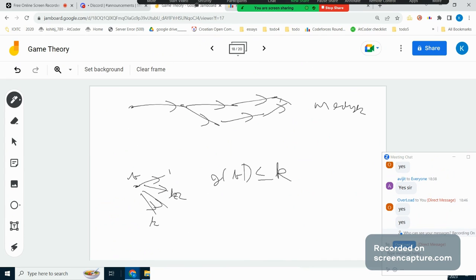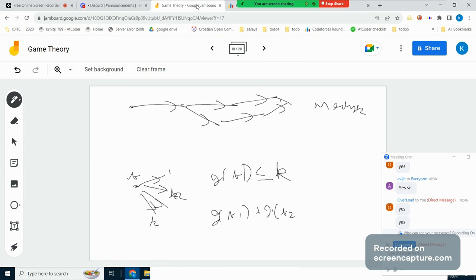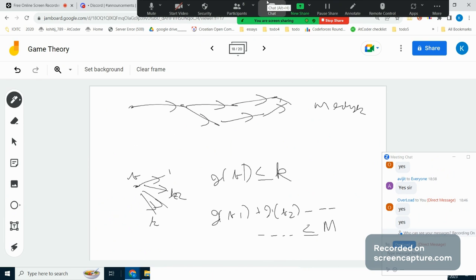And now the Grundy value of vertex 1 plus the Grundy value of vertex 2 and so on is less than or equal to m. It's a directed graph, so the sum of the Grundy values is at most m. Did you all get this part?